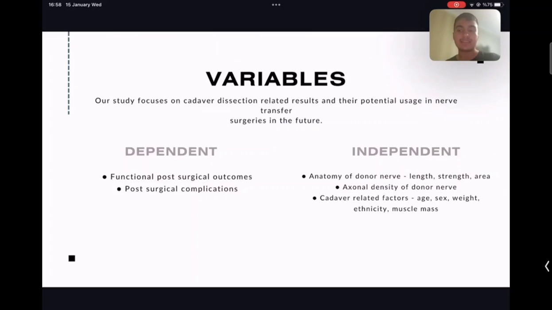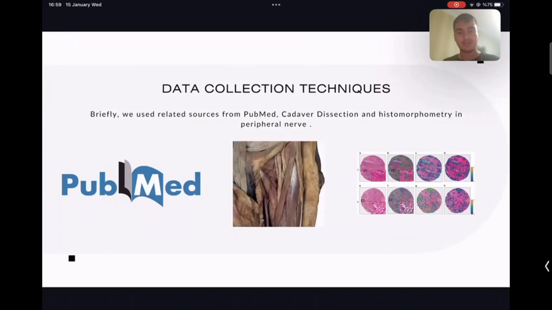In this field, we study in brachial plexus. That's why the area and the length of nerve are more independent than dependent variables, and also axonal density of donor nerve and cadaver related factors: age, sex, weight, ethnicity, muscle mass. These ones are mainly cadaver based problems, so these variables don't affect much in our study because we generally look at the anatomy and the potential usage in surgery. Let's continue with the next slide.